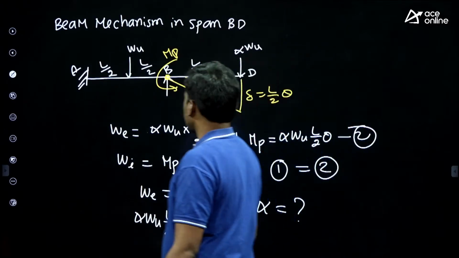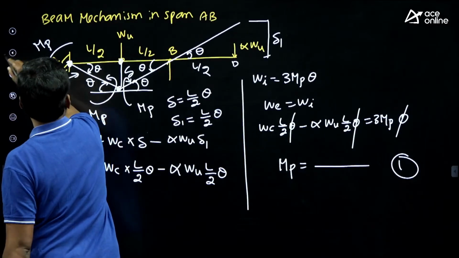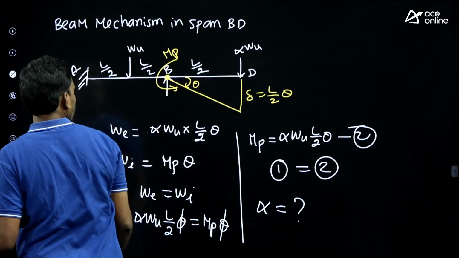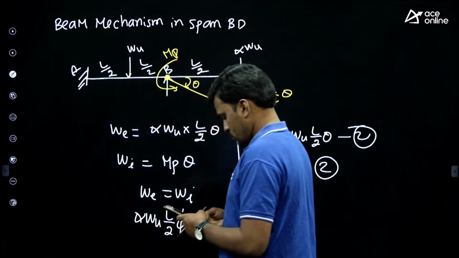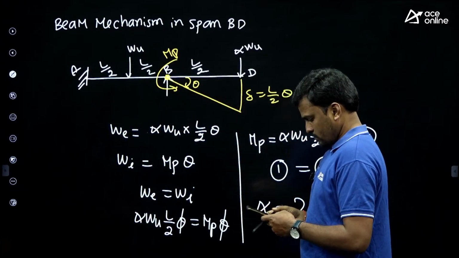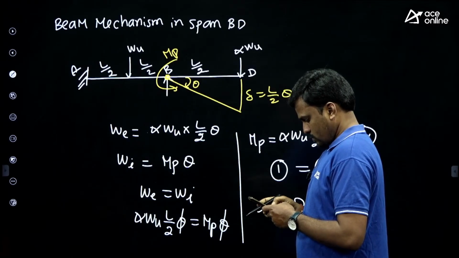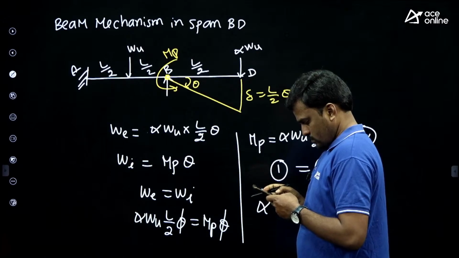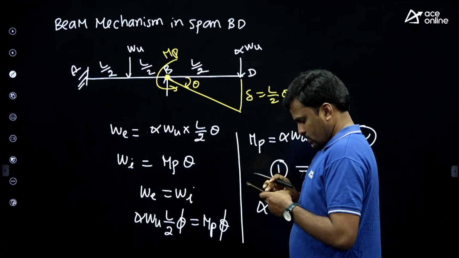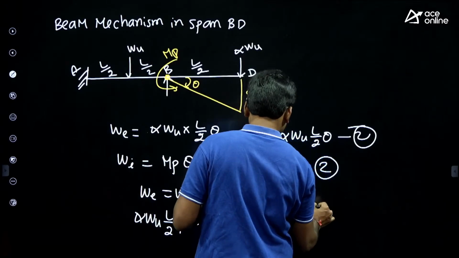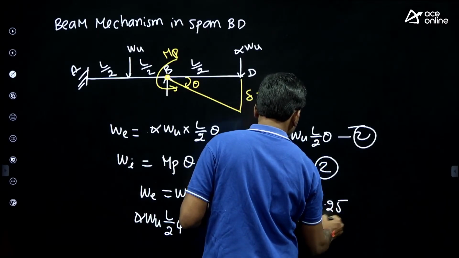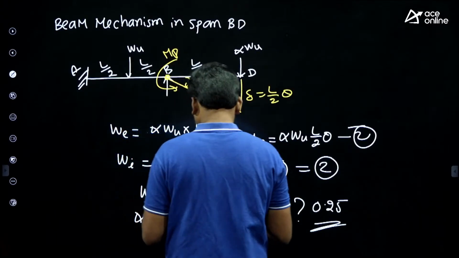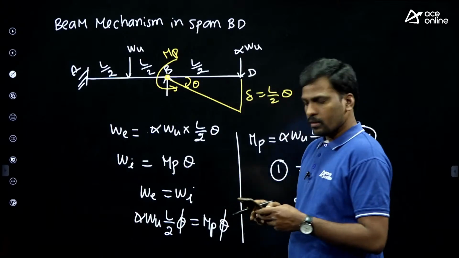Equate equation 1 and equation 2, then you will get the alpha value. Okay, so I think you will get some value. So alpha value you will get, students, 0.25. Okay, alpha value will get 0.25.